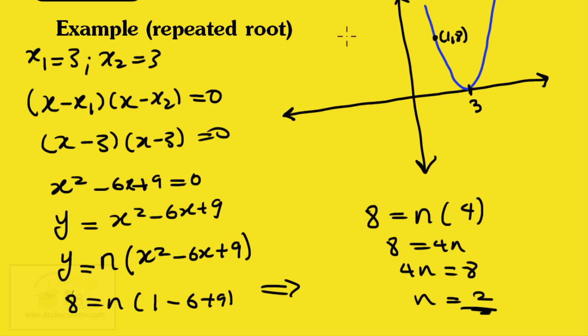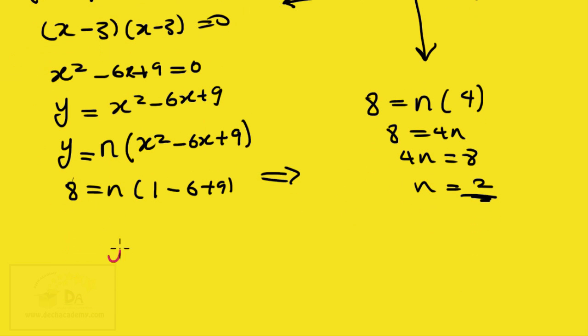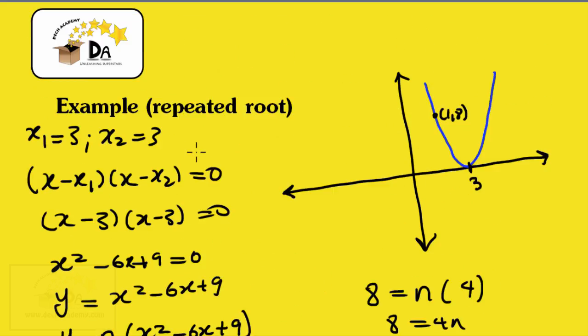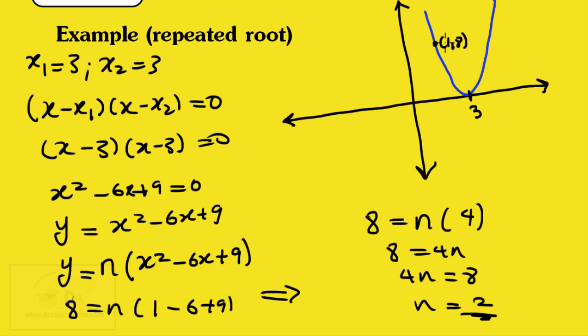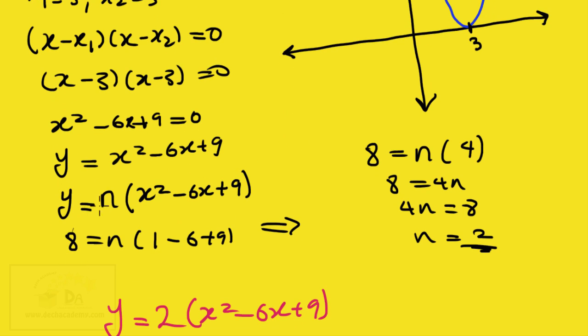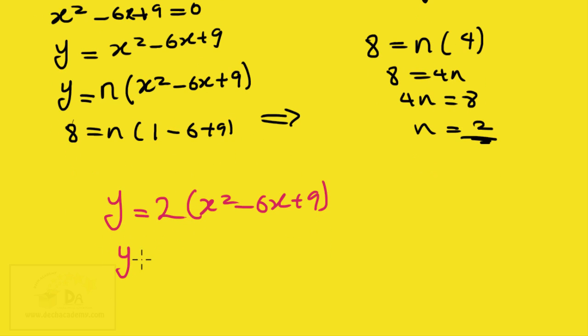So n is 2. So the equation we're looking for, the equation of this graph, is y equals, instead of n, we have 2, because the term n is 2, times x squared minus 6x plus 9. This equation has the same roots. It has the repeated root 3, because it's an equation of this form. It's just a case where n is 2. And because we determined, by replacing x with 1 and y with 8, the value of n, we get an equation where this point satisfies that equation. So we have this equation, y equals 2 times this, which I can rewrite as 2x squared minus 12x plus 18.